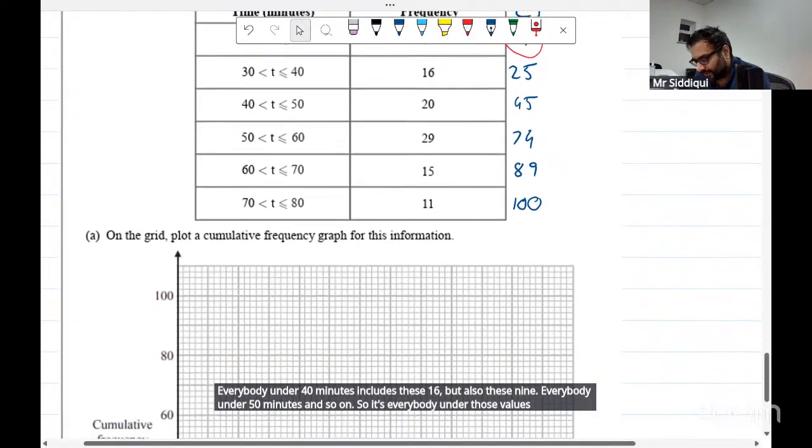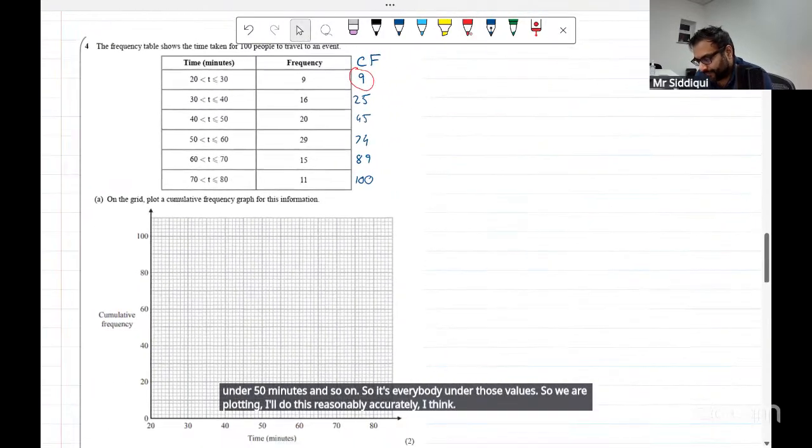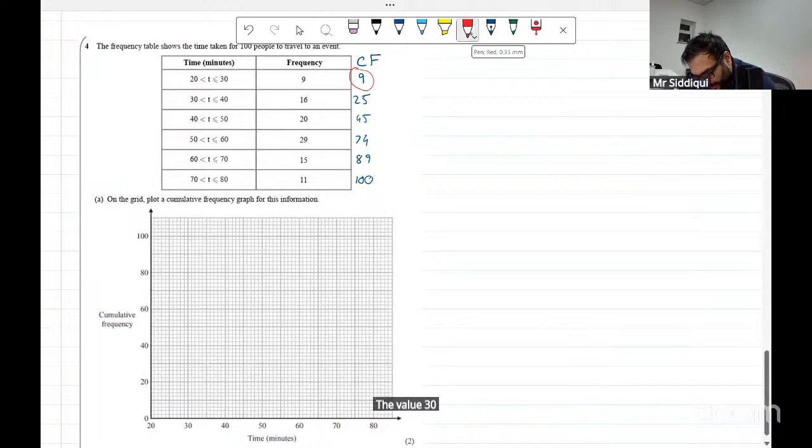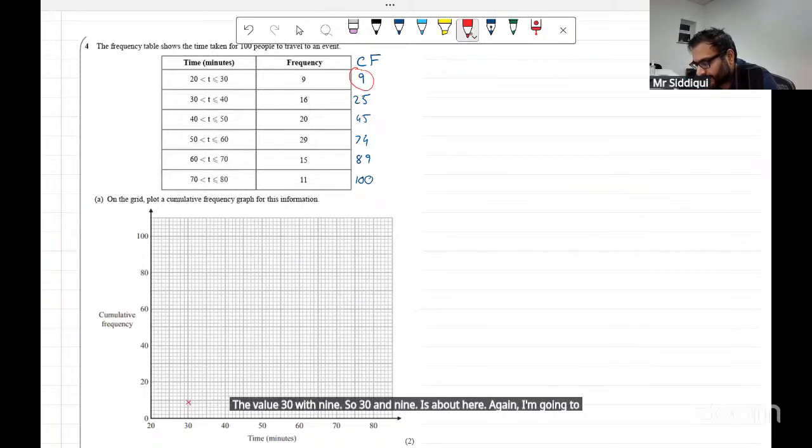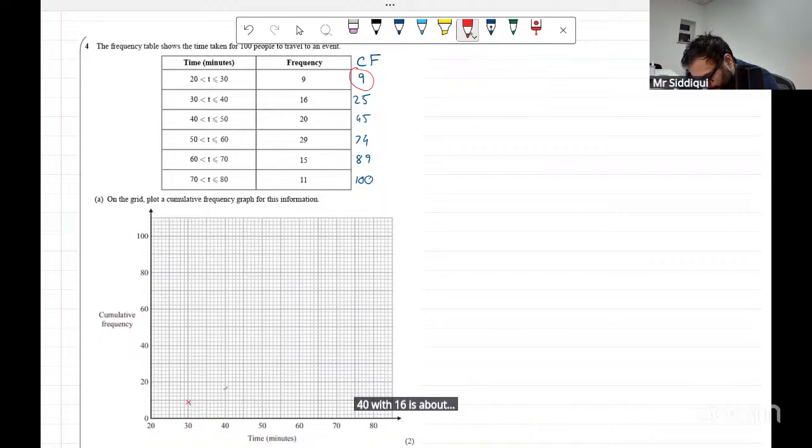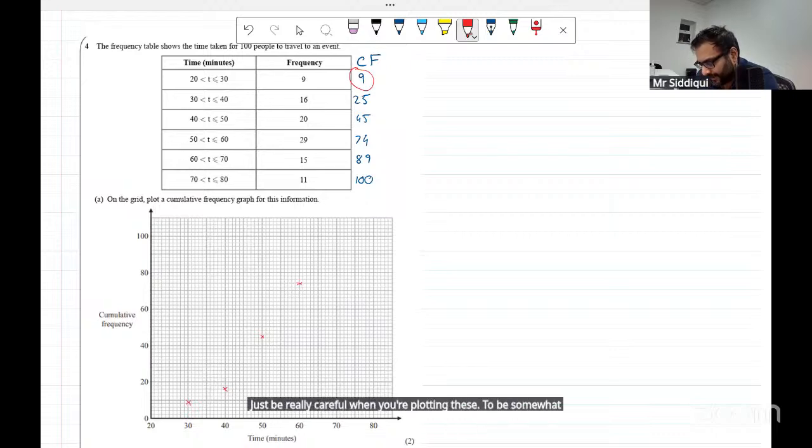So we are plotting, I'll do this reasonably accurately, I think. The value 30 with 9. So 30 and 9 is about here. Again, I'm going to do this reasonably roughly. 40 with 16 is about, it's going up in twos, isn't it? 50 with 45. Sorry, it's quite tedious to watch this kind of thing. I think that's there. 60 with 74. Just be really careful when you're plotting these to be somewhat accurate. 70 with 89.